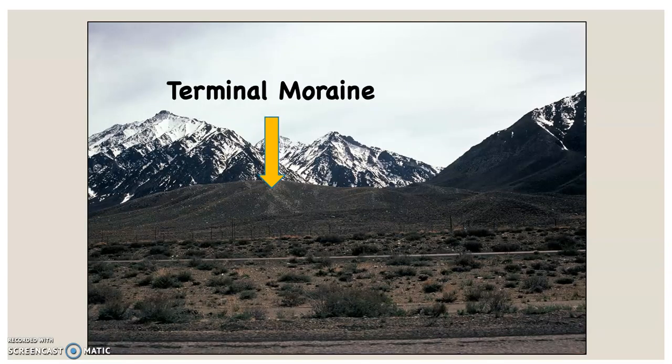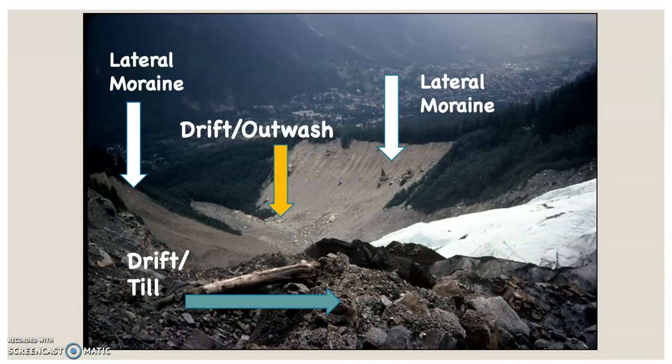You can see here's another terminal moraine. If you look kind of up behind, you can see the mountains. And the glacier came down out of those mountains and then shoved all this material there where you can see that bronze arrow pointing at that kind of lumpy mashed potato looking hill. That's a terminal moraine. Take a look here. It's a little more complicated.